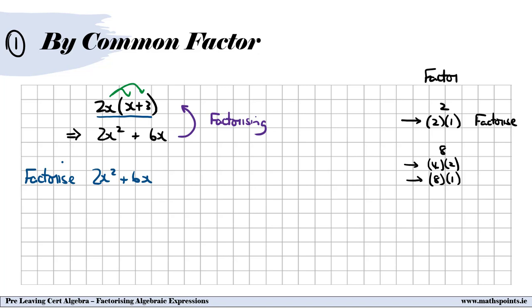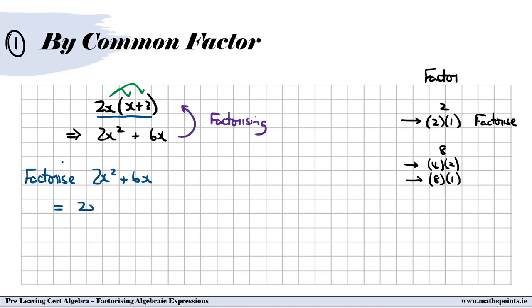But how would we do it if we were tackling it fresh? Well, we'd have a look at 2x squared plus 6x and we'd decide what was the highest common factor in both of these terms. So treating the numbers and the letters separately, what's the highest number that goes into both 2 and 6? Well, 2 is the highest number that goes into both 2 and 6. Then we have a look at the variables or the letters in the question and we see what letters are common to both terms.